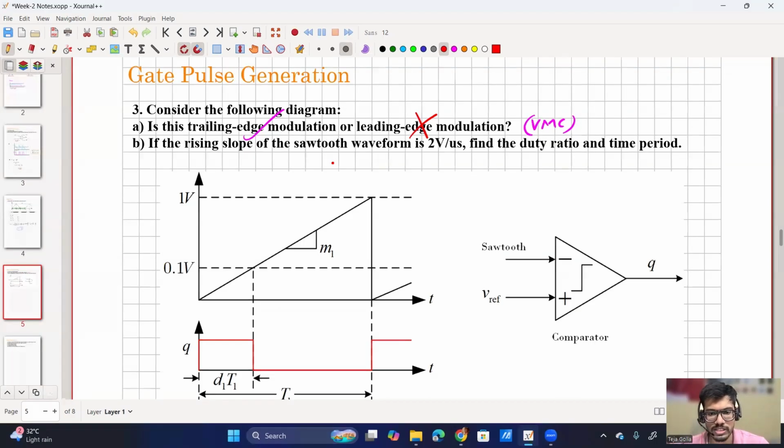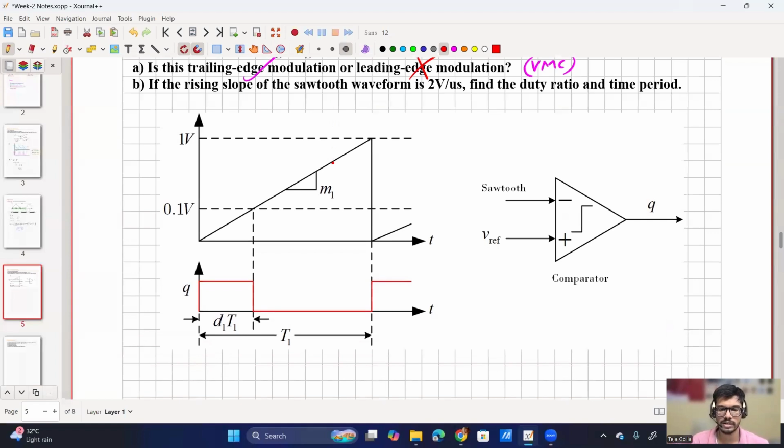Can you solve? First, start from the time period. That will be easy. So what will be the time period? I have given the slope m1. You know the peak value of the sawtooth. Now we have to calculate the time t.